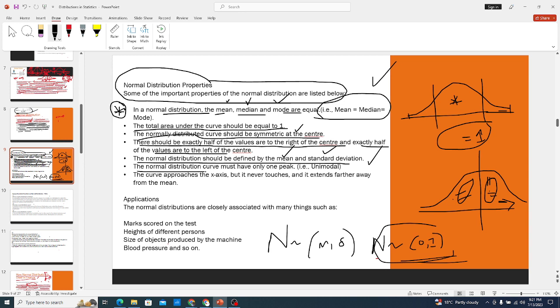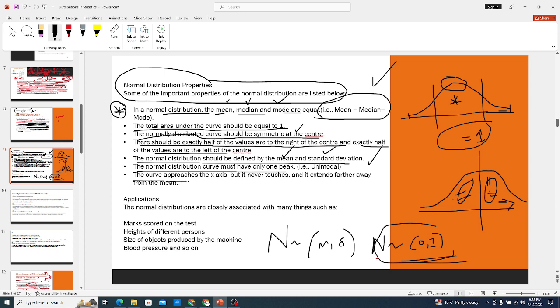Then the normal distribution curve must have only one peak. It should only have one peak, not two peaks. In this distribution, you might have such a shape. You can see this one has 2 peaks, so this can't be a normal distribution. Otherwise, for a normal distribution we only have one peak on the curve.